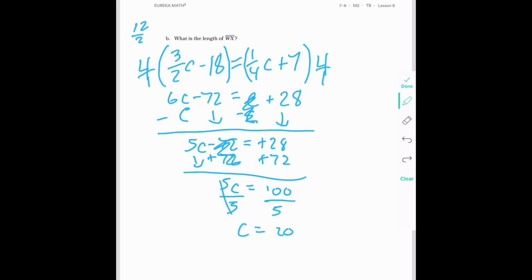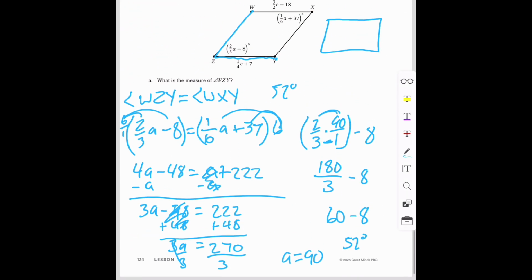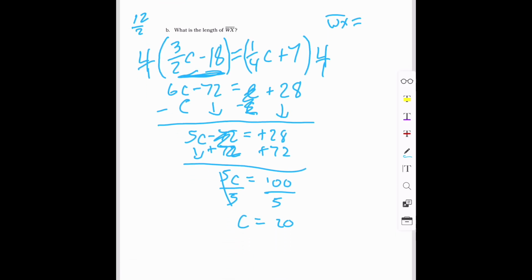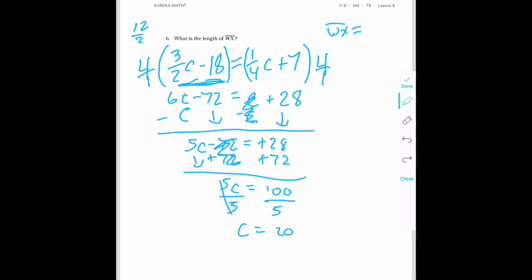So in order to get the actual answer, which is the length of line WX, we would have to plug this into, I think it's this expression, the first expression. Let me make sure. Yep, we would have to plug it into that expression. We don't have to plug it into both because they are equal. Please remember that. So if we plug it in and get our answer, that would be 3 over 2 times 20 over 1, right? Minus 18.